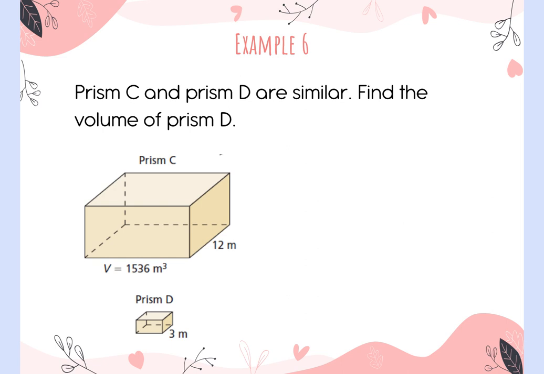What piece of information do I know about C? Well, I know two things about C. I know the side length and I know the volume, right? On prism D, you only know the side length, which is how you could get the scale factor. It doesn't matter what order you do this. If I did C to D or D to C, as long as I'm consistent. What would be the scale factor of prism C to prism D? 12 to 3, which becomes 4 to 1. That's the scale factor.